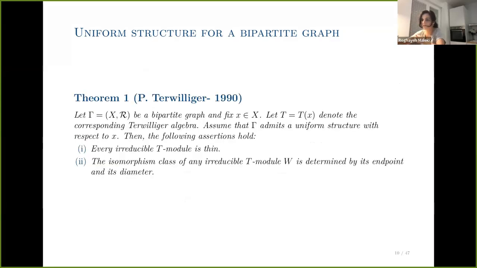And here we have a very important result by Paul Terwilliger that says that if you have a bipartite graph gamma and fix a vertex x, you define your Terwilliger algebra with respect to that fixed vertex x. And if you assume that your gamma admits a uniform structure with respect to x, so this is our assumption, then the following assertions hold. First of all, every irreducible T-module is thin. This is really important for us. Later you will see in our result that we use this fact a lot. And also the isomorphism class of any irreducible T-module W is determined by its endpoint and its diameter.